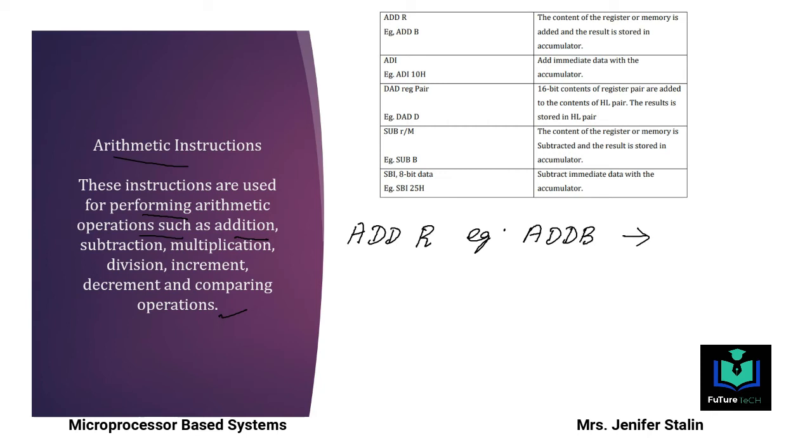The content which is present in the B register is added with A, and the result is stored back in the A register. For example, the content which is present in B is 3, A is 1, and together it forms the number 4.